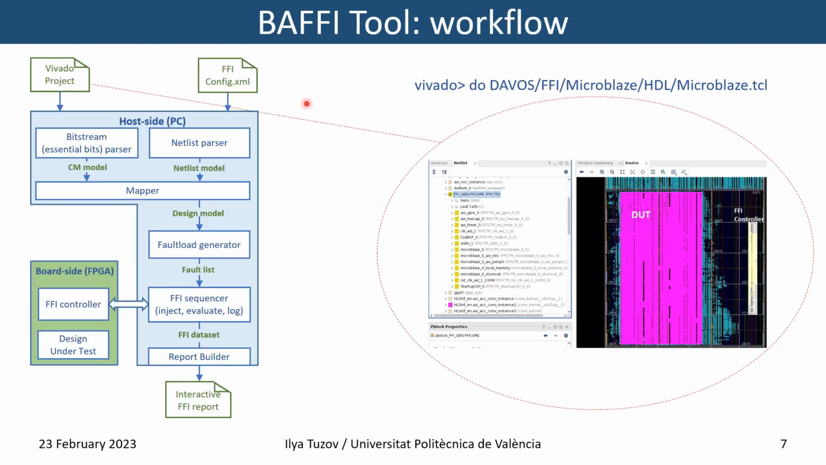This FFI controller can be added to the custom FPGA design by means of a TCL script. This TCL script is available in the BAFFI repository. The resulting FPGA design with integrated FFI controller is then supplied to the input of the BAFFI tool, and another file provided on the input is an XML formatted configuration of a FRACTAL experiment. I will explain about this file on the next slides.